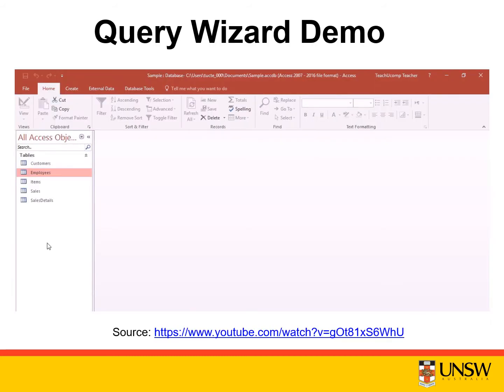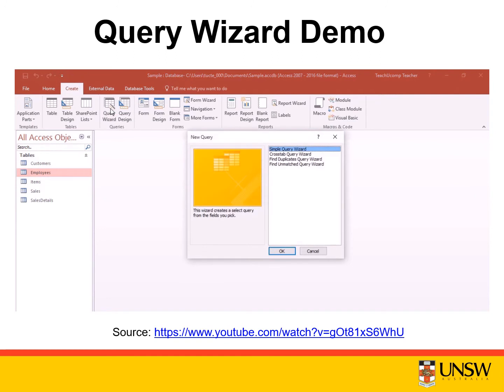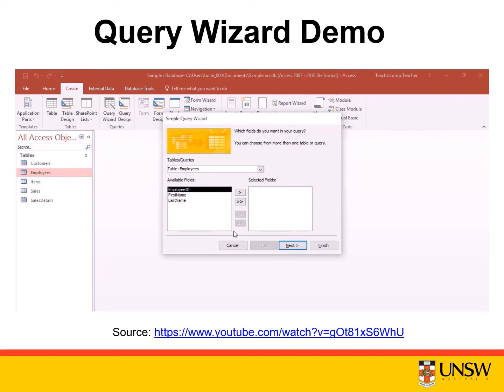To create a simple query using this wizard, click the Query Wizard button that appears in the Queries button group on the Create tab within the ribbon. In the new query dialog box that appears, you can see different ways in which you can create queries. Select the Simple Query Wizard choice and then click the OK button to begin. In the first screen of the wizard, you must select the first table from which you will pull data by using the Tables and Queries drop-down. Once you have selected a table, the fields from that table will display in the Available Fields list.